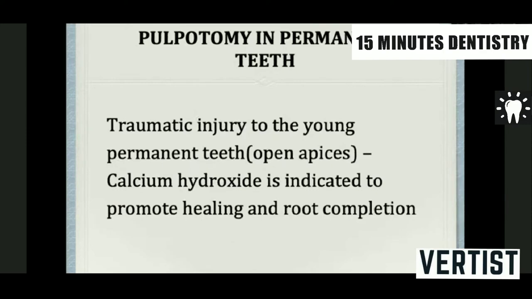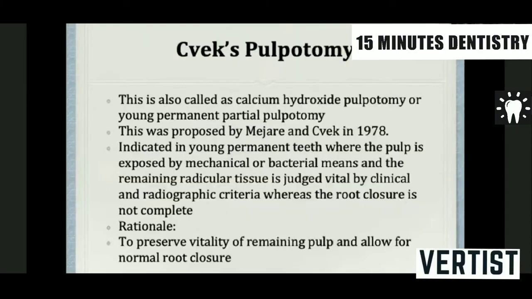Whenever there is a traumatic injury to young permanent teeth with open apices or a carious exposure, calcium hydroxide is indicated to promote healing and root completion. This we will see in detail when we talk about the apexogenesis procedure. Whenever there is a traumatic injury resulting in exposure of the pulp of the permanent immature tooth, then pulpal tissue which is judged to be more inflamed is removed from 1 to 3 millimeters from the exposure site.